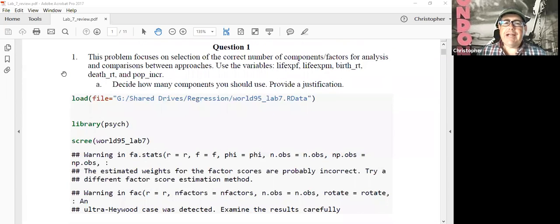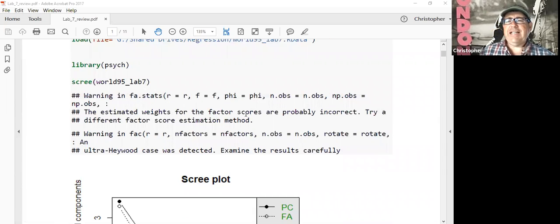So the first question asked you to do a components analysis. The idea behind this is I want to compare the components to the factor analysis just to show some of the differences between these approaches. Now, one thing with these data are really highly correlated, so it gives us a number of errors. There's something called an ultra Heywood case. I'll talk about that second. Don't worry too much about that. These just are not great data for factor analysis.